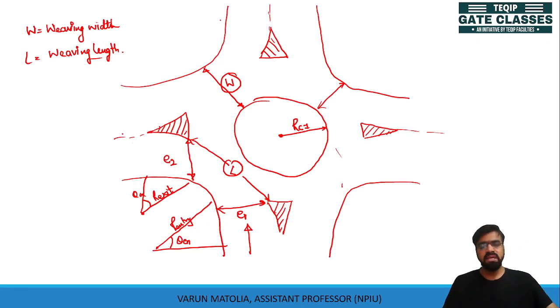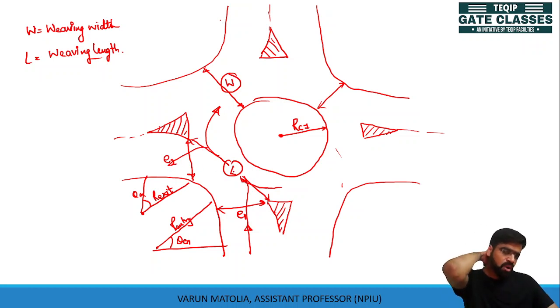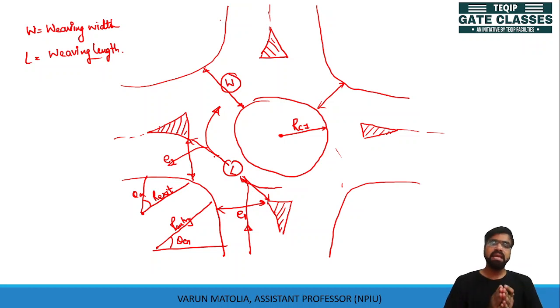This weaving length is really important for the vehicles which are merging and then diverging, because some of the vehicles will be moving in this direction, some of the vehicles are coming from this direction. So while entering, we are merging into this lane, and then for exit we are diverging from this lane. If this L is small, this merging and diverging process will be simultaneous. Smaller this value, less area or less length is provided for merging and diverging. So this will be difficult for drivers to merge and diverge, and it is dangerous.